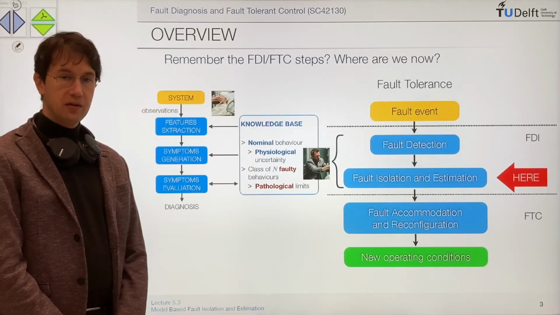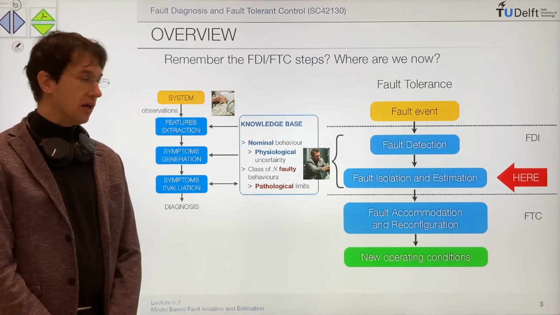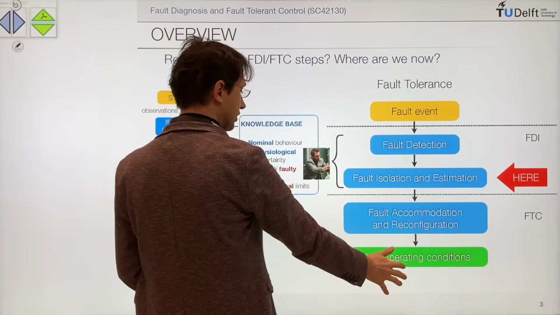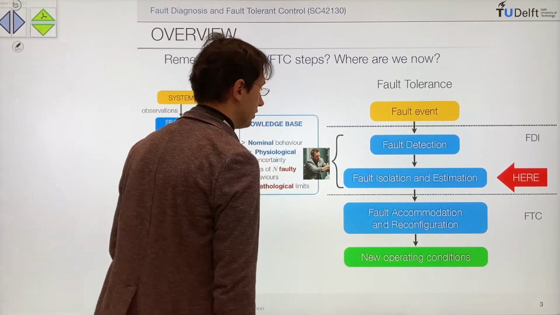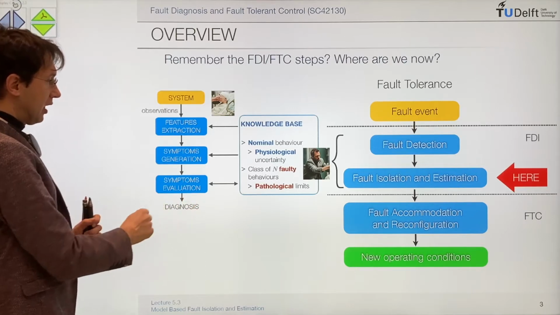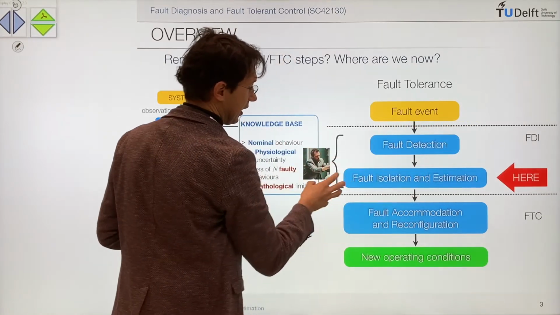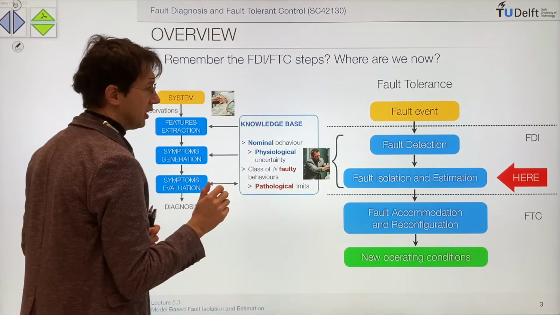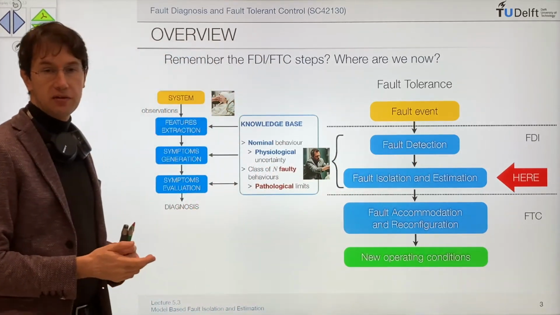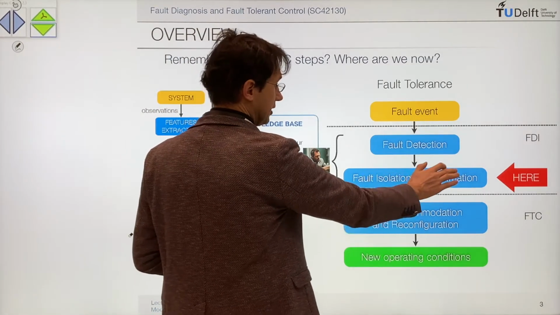Before going through details, let us provide some context and see where we are in our path from having a fault event to getting to new operating conditions and accommodating the fault. So you see here also the parallel with what medical doctors do. What medical doctors do is covered by this part here, the diagnosis part. And inside the diagnosis part, you have two steps: detection of a fault, that is falsifying what we call the null hypothesis, and fault isolation and estimation.